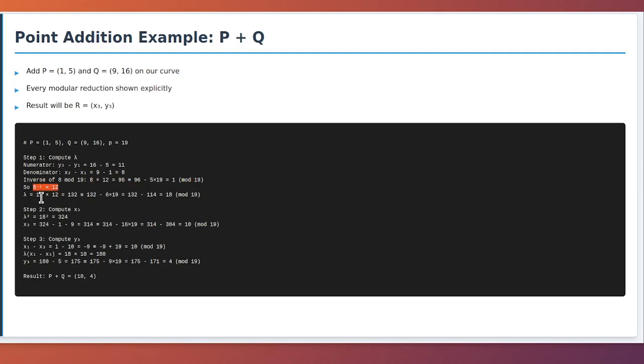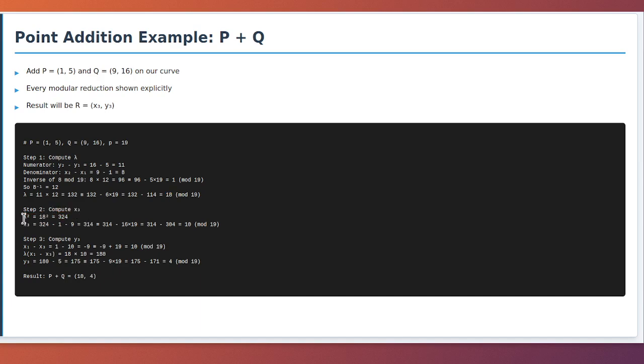Now we can compute lambda. 11 times 12 equals 132. We reduce 132 modulo 19. 132 divided by 19 equals 6 with a remainder. So, 132 minus 6 times 19 equals 132 minus 114, which equals 18. Therefore, lambda equals 18.